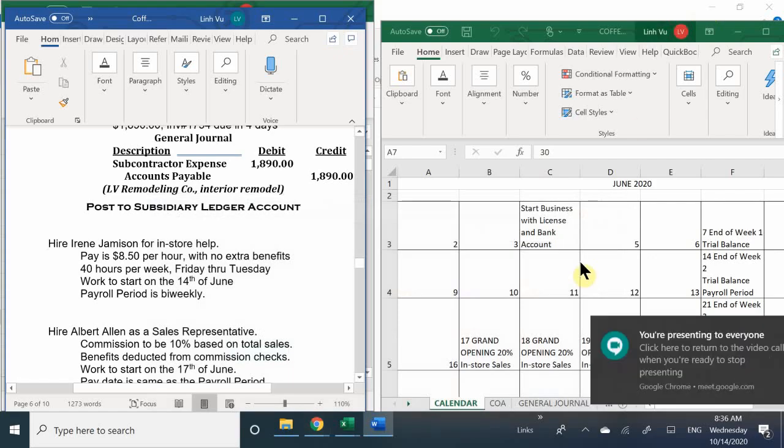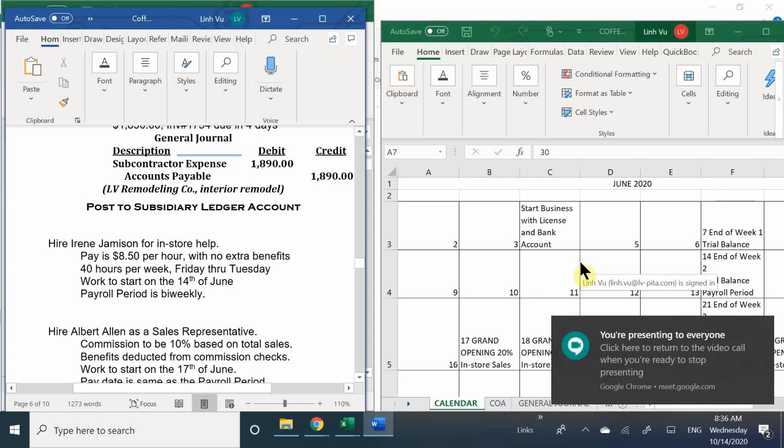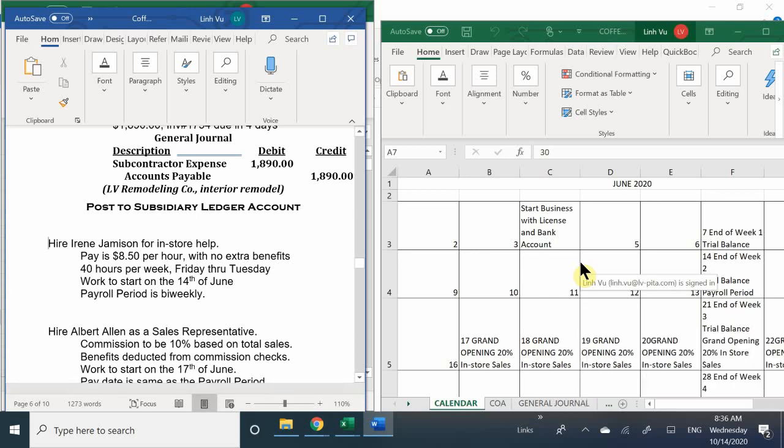So going back to my screen, when we hired Irene, she's actually going to start on that Friday, right? Because her working hours are Friday to Tuesday. So here our first payroll is going to be, or when we pay our people is going to be on June 14. Okay?